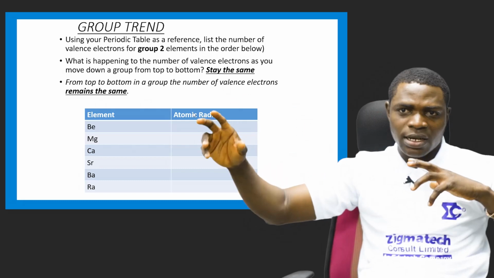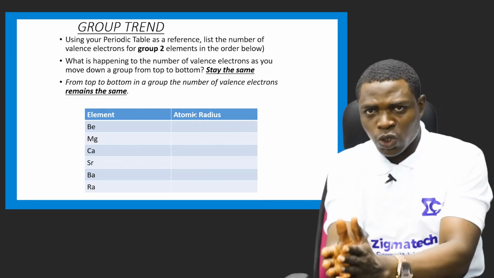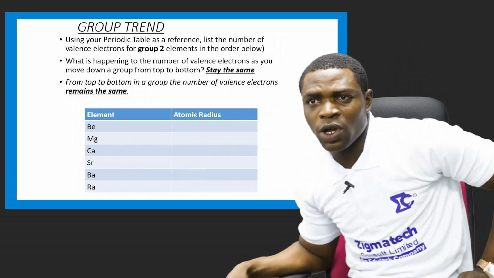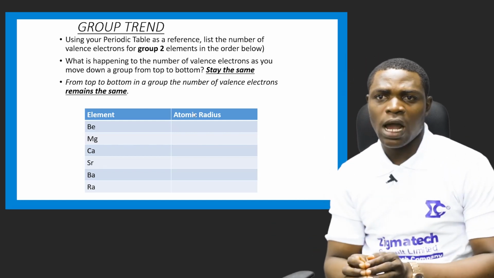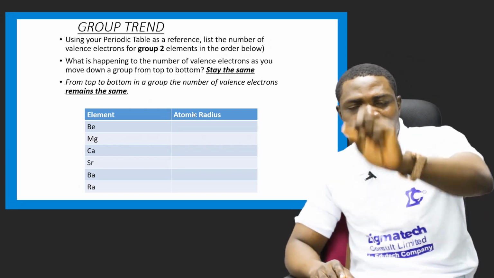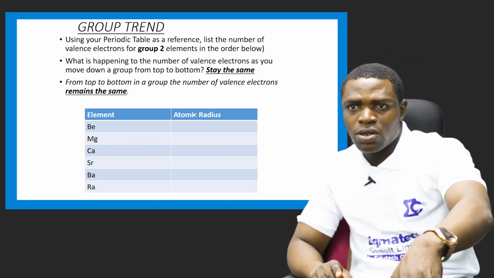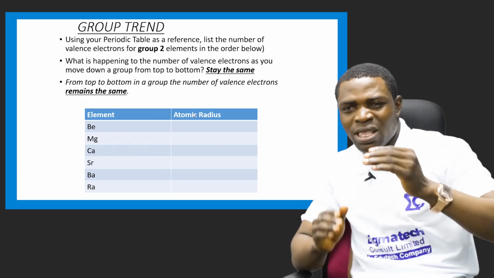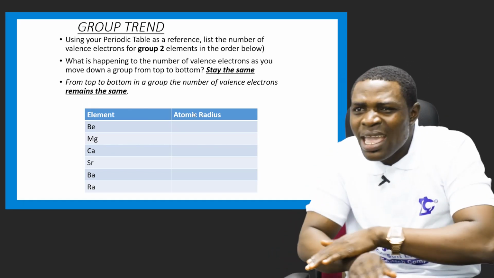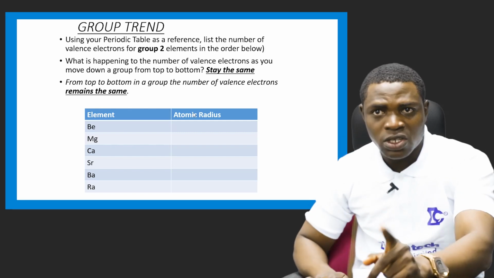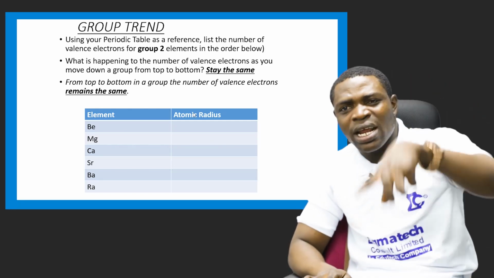Atomic radius: as one increases, the other decreases. Now come to the valence electron. We want to look at it from the group perspective. In the period, you understand that there's an increase, but in the group it remains absolutely the same, because elements are arranged.